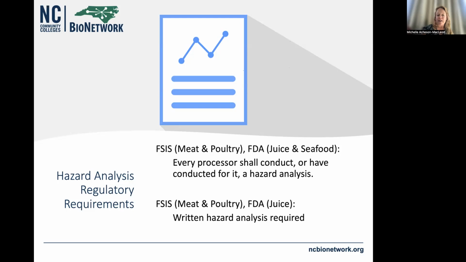So FSIS for meat and poultry, FDA for juice and seafood. Basically, they say that every processor shall conduct or have conducted a hazard analysis. For meat and poultry and for juice, they require a written hazard analysis, but not for seafood. So when we start looking at different products, we see that there are small differences for everything. So that's why we need to make sure that we pick the right regulation when we are building our HACCP plan.